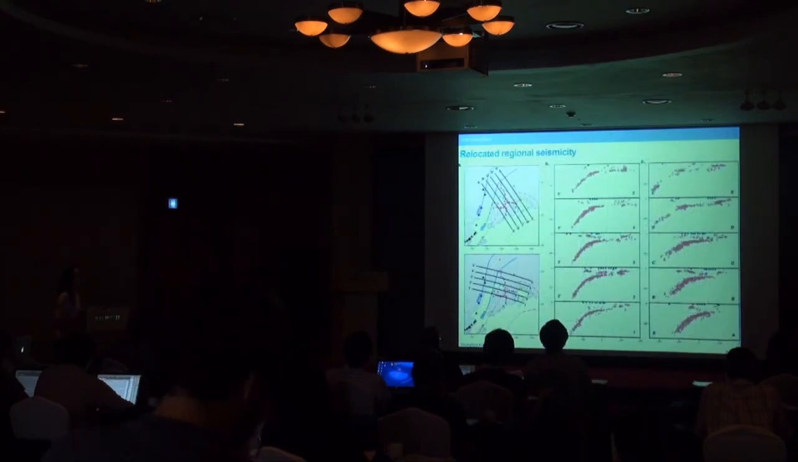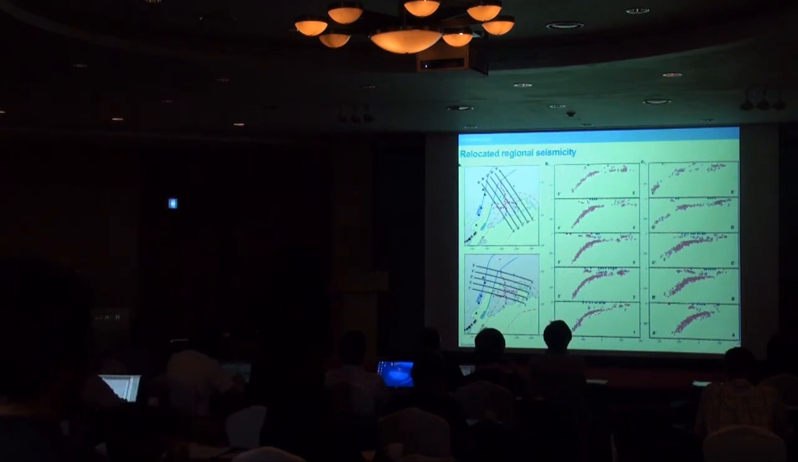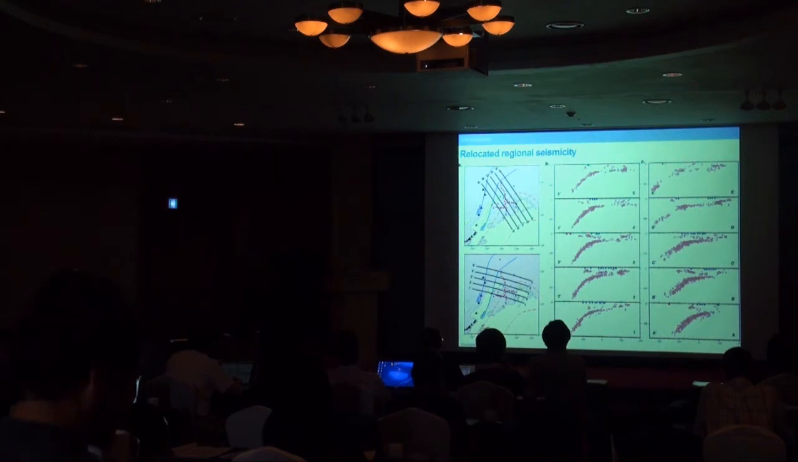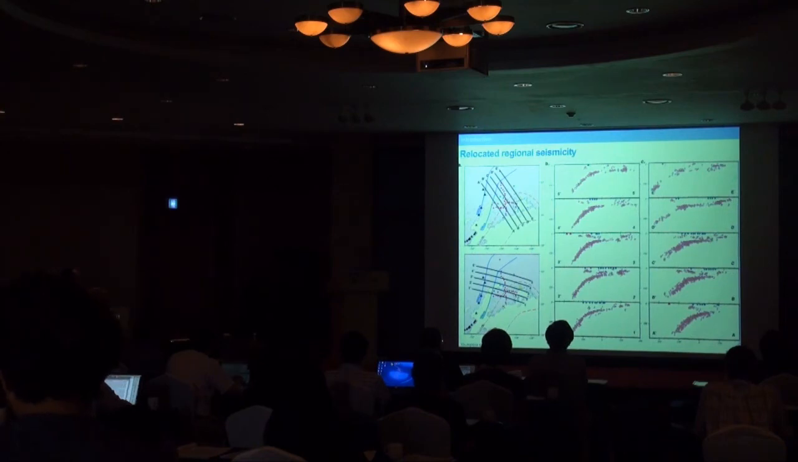So here I'm showing the relocated seismicity, and relocation was done by double difference. First I'm examining the east-west profile here, and the result is shown in these panels. The Pacific plate is dipping quite steeply here, and beneath the Kenai Peninsula we see a nearly flat, nearly horizontal plate interface, even though some of the earthquake locations are quite sparse. But such flatness can be seen more clearly if you look at more northwest profiles.